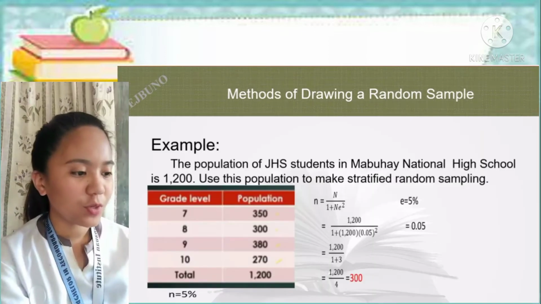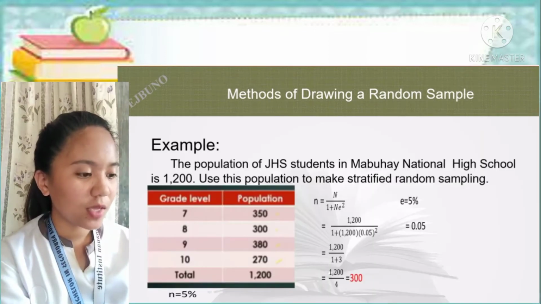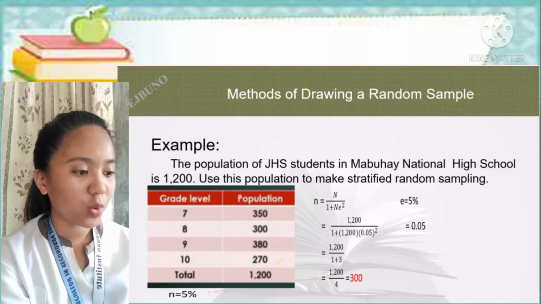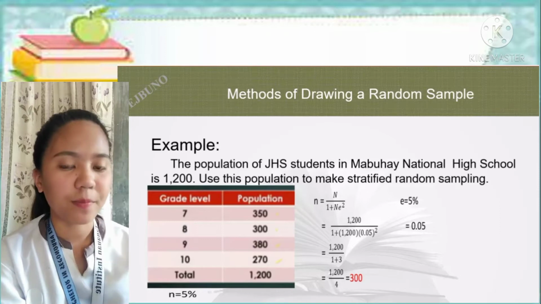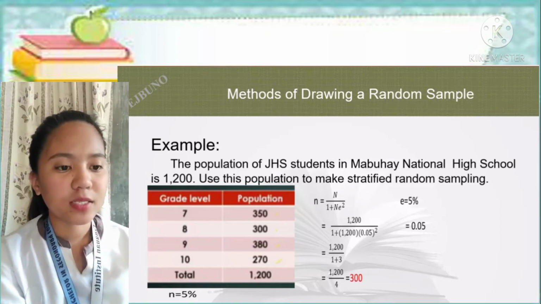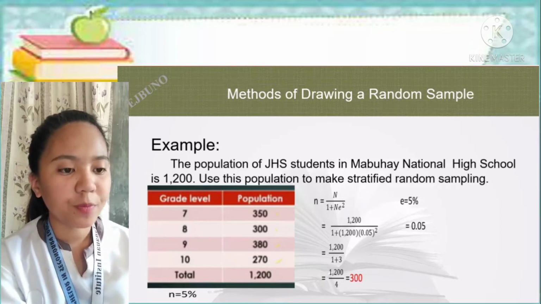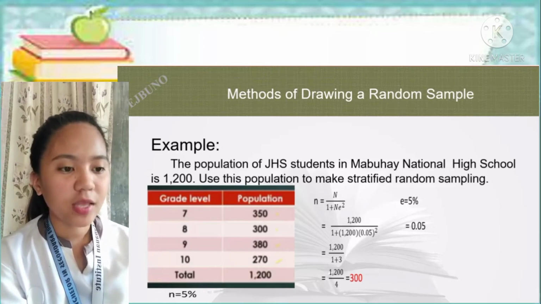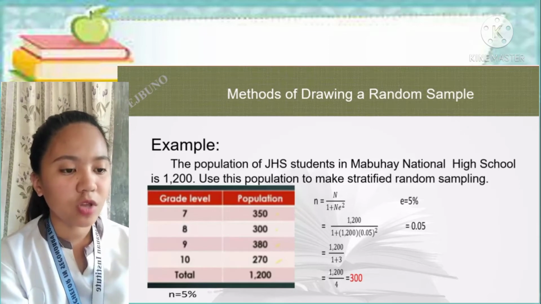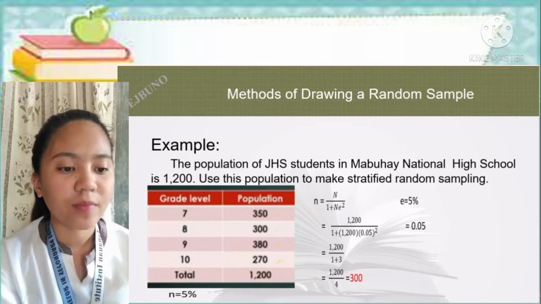The population of junior high school students in Mabuhay National High School is 1,200. Use this population to make stratified random sampling. Grade levels: Grade 7, 350 population. Grade 8 is 300. Grade 9 is 380. And Grade 10 is 270, with a total of 1,200.